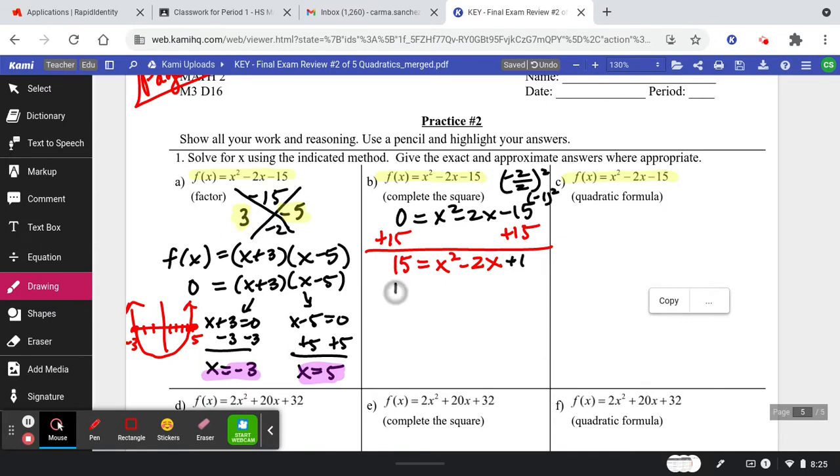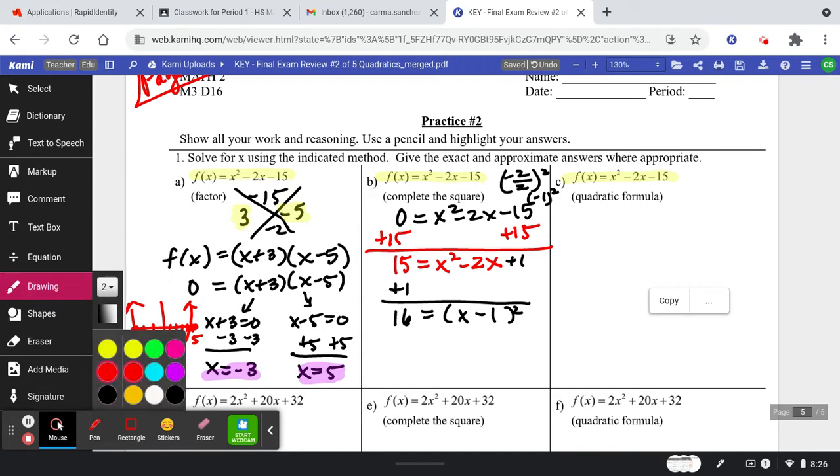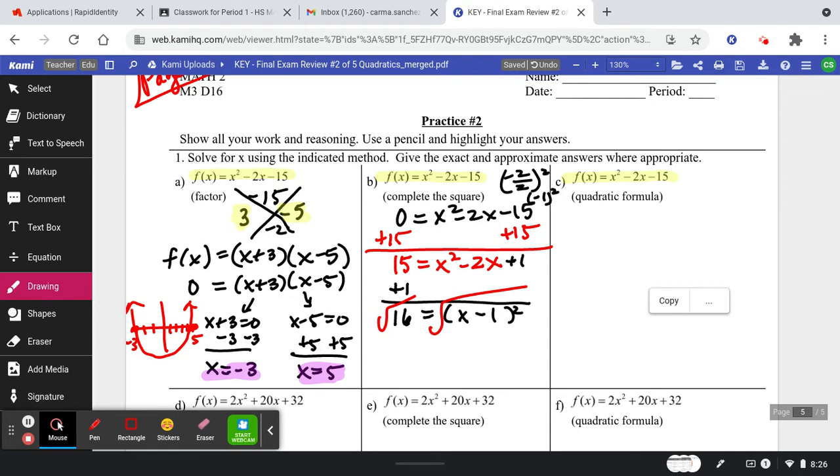Whatever I add to one side, I add to the other. So unlike converting to vertex form, where we add and subtract to the constant, we're actually just going to add to both sides to balance. So on this left side, I'm left with 16. On the right side, I get the x minus 1 squared perfect. I'm now able to solve by taking the square root of both sides. The square root of anything squared is just going to leave me x minus 1. And on this side, remember, there's a plus or minus 4.